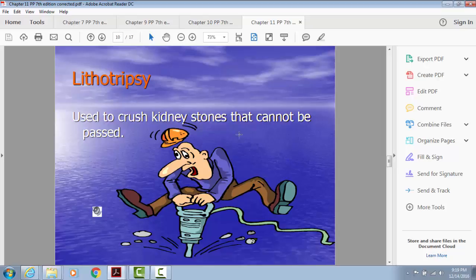Lithotripsy is a term that can be broken down. Tripsy means crushing, and litho means stone. So if a patient has a nephrolithiasis that is too large in diameter to be able to pass through the ureters and into the bladder and out through the urethra, we do a procedure called lithotripsy. So it's used to crush the kidney stones that cannot be passed, that are too large in diameter.